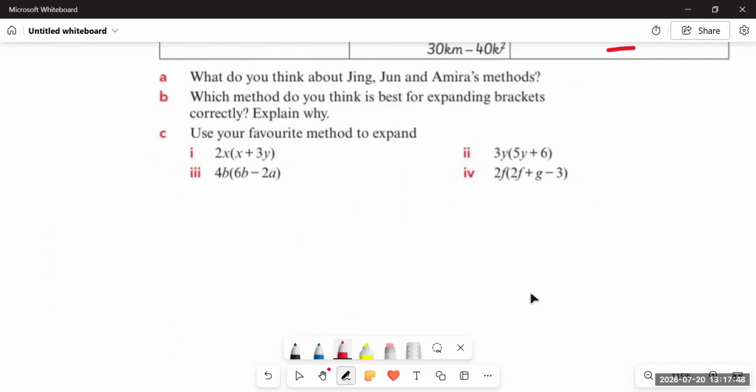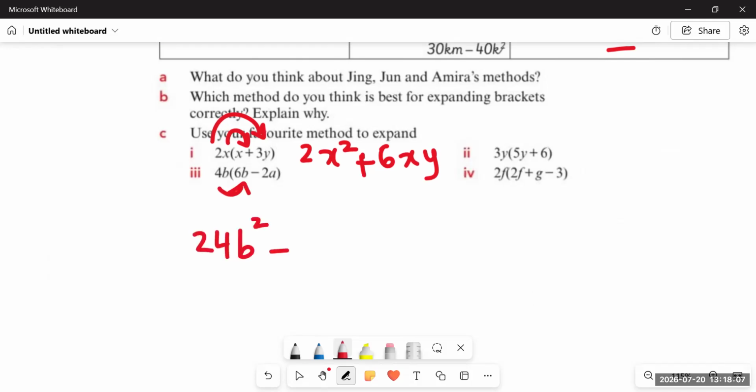So it would be 2x into x is 2x square. 2 1s are 2, x into x is x square plus 2 3s are 6xy. So here I got 2x square plus 6xy. Then again 4b into 6b. So 4 6s are 24. b into b is b square. Then we have minus sign. 4 2s are 8. b into a is ab.